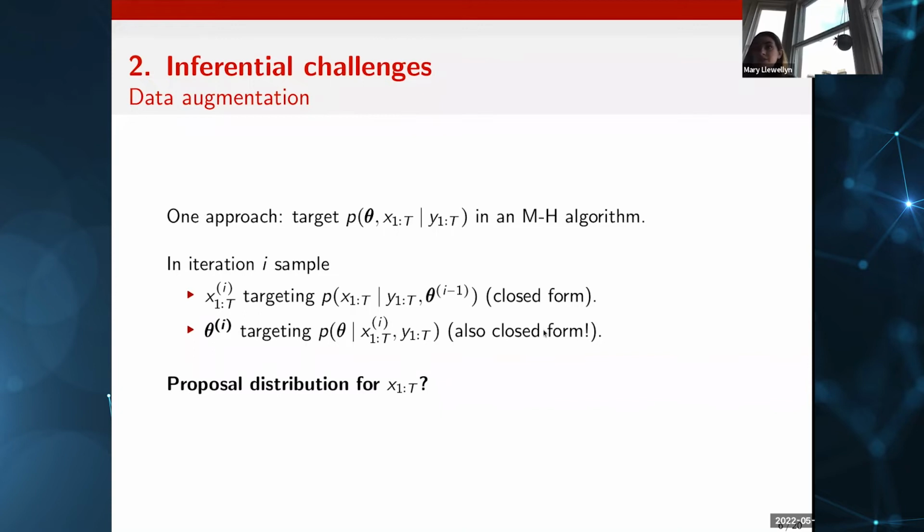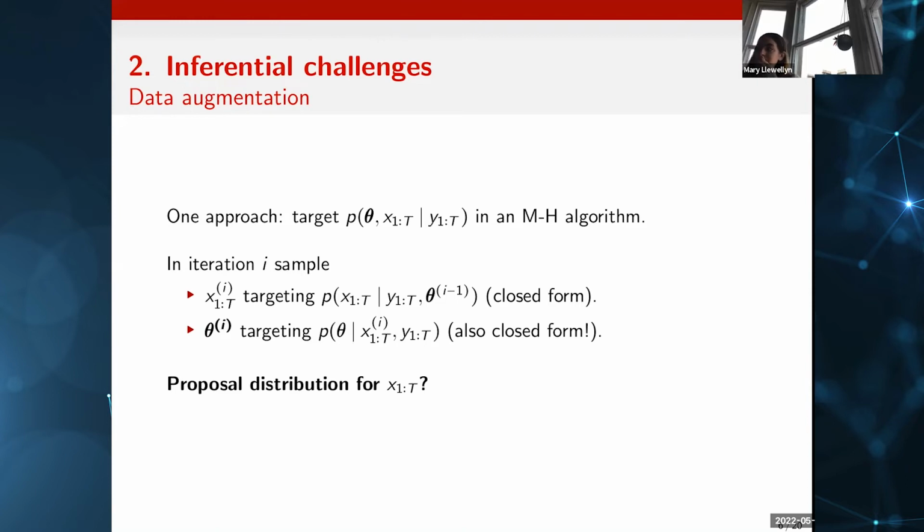So in iteration i of our Metropolis-Hastings algorithm, we'll first, although it doesn't matter which order necessarily, I don't think, someone might correct me on that, in iteration i, we'll update the states from their full conditional distribution, conditional on the current value of the static parameter at iteration i-1. And that will be targeting this full conditional distribution here. And then we'll update the static parameter conditional on the current value of the state, which is the state at iteration i now.